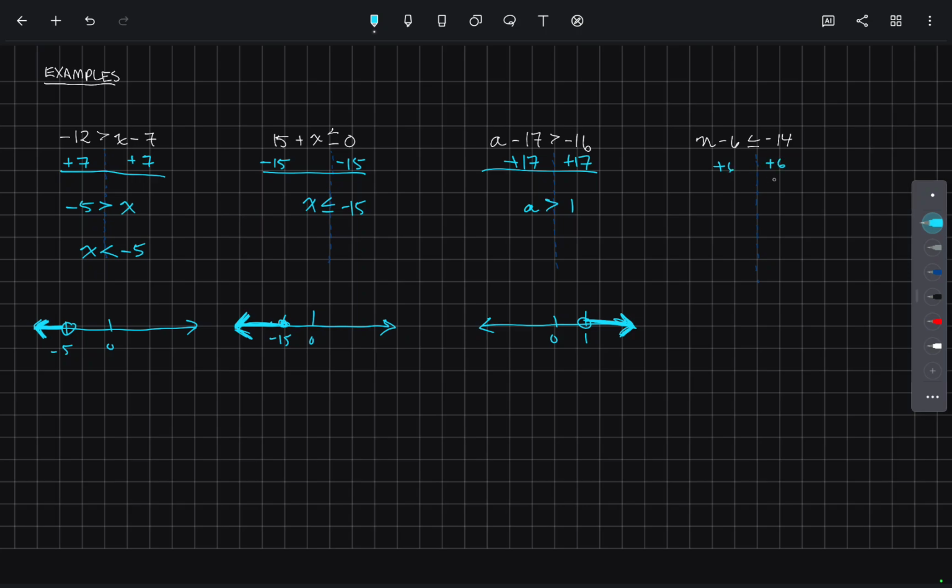Plus 6, plus 6. You can see that nothing is changing so far. n is less than or equal to negative 8. And we plot that on a number line. You're going to see very similar stuff to the ones before. So that includes negative 8. And we're talking about everything less than. So less would be more negative, negative 9, negative 10, negative 11, which would be in this direction. So once these things get plotted, then it kind of gives you an idea for what solutions could possibly be.